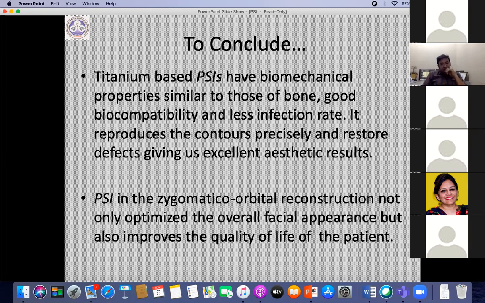It reproduces the contours precisely and restores defects, giving us excellent aesthetic results. PSI in zygomatic orbital reconstruction not only optimizes the overall facial appearance, especially in young patients, male, female, both, but also improves the quality of life of the patient.